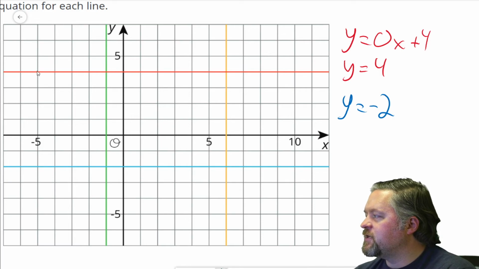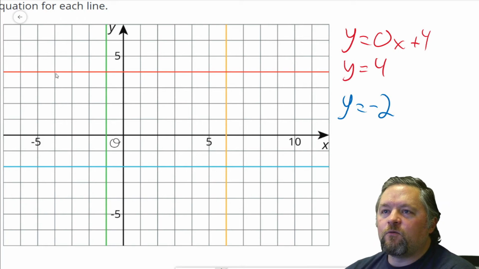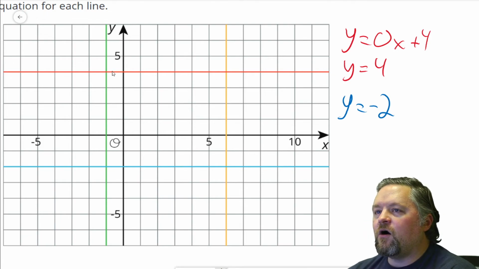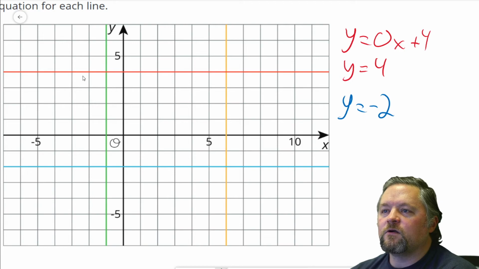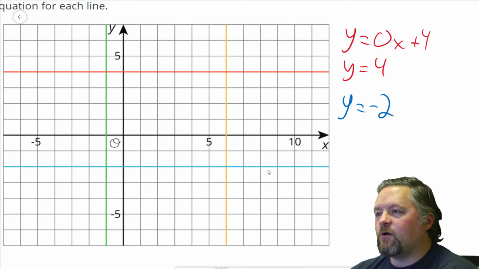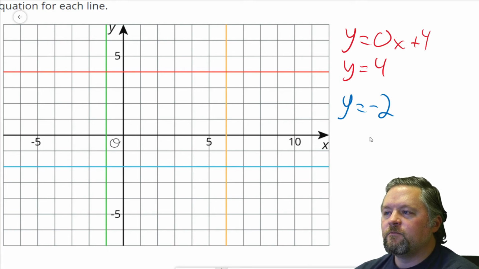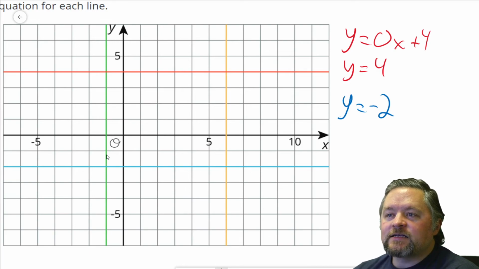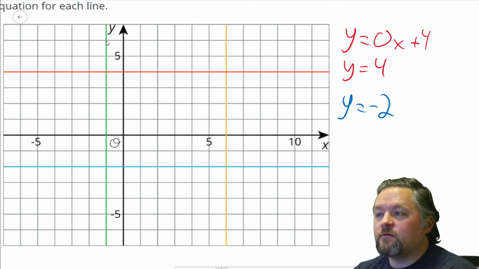If we look at this red line, that's the line y equals 4. The y value here is 4, the y value here is 4, the y value here is 4. That is all the points where y equals 4. This blue one is all the points where y equals -2. For our green line, this is not going to be y equals something, because this has all the different y values, but only has one x value. What's the x value here? What's the x value here? All of those x values are -1.